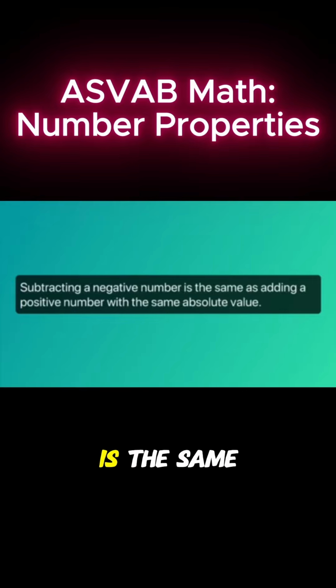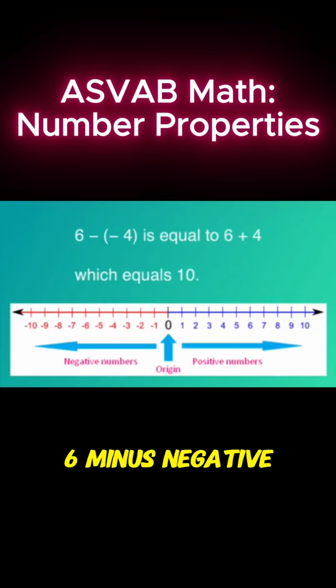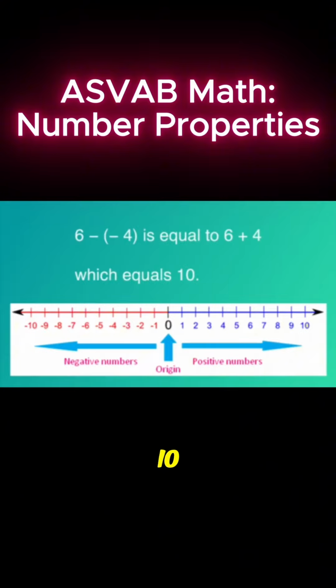Subtracting a negative number is the same thing as adding a positive number. 6 minus negative 4 is the same thing as 6 plus 4, which equals 10. Watch here. Just add 4 numbers to 6 and you get positive 10.